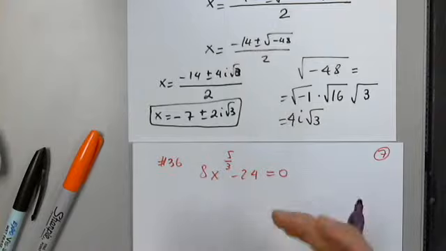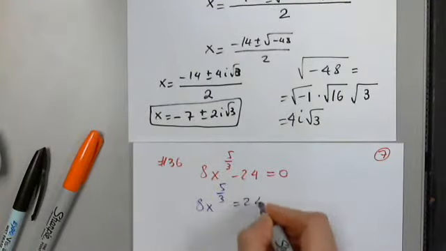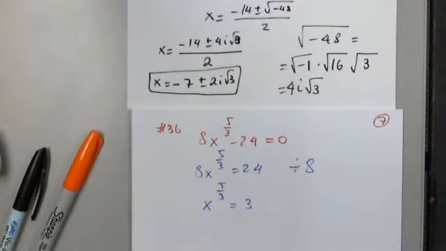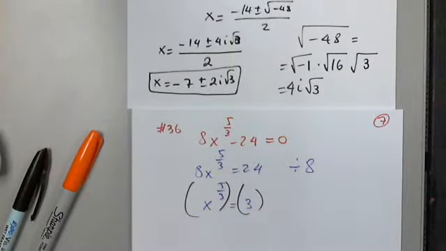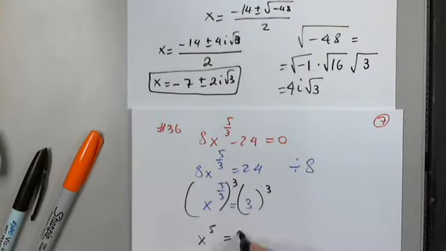First, I will have to move 24. 8x to the 5/3 equals 24, and then I will divide both sides by 8. That's how I clean it up. So then I have x to the 5/3, but it's not wrong to divide first and then move 3. It doesn't matter, really. Good. So at this point, I would like to eliminate the denominator of the power. What should I do to both sides in order to eliminate the denominator of that power? Awesome. So this is x to the 5th equals 27.